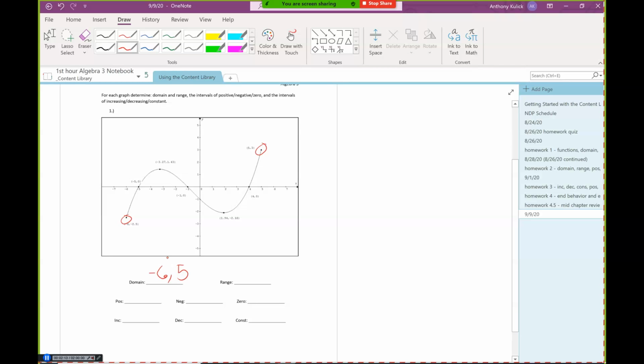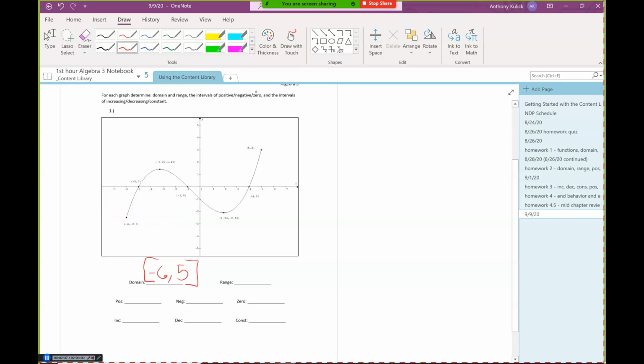Now, because there is a point in our function that uses the x-coordinate of -6, it's that far left point, that means I use a bracket. And because there's a point on my function that uses the x-coordinate +5, that's going to get a bracket also. Okay with that? Yeah. Okay.